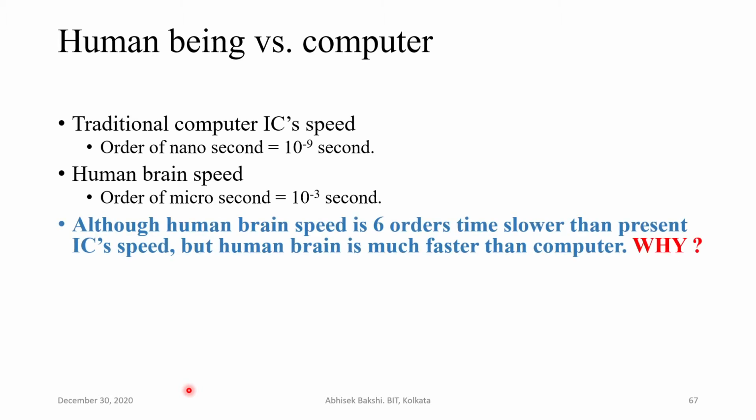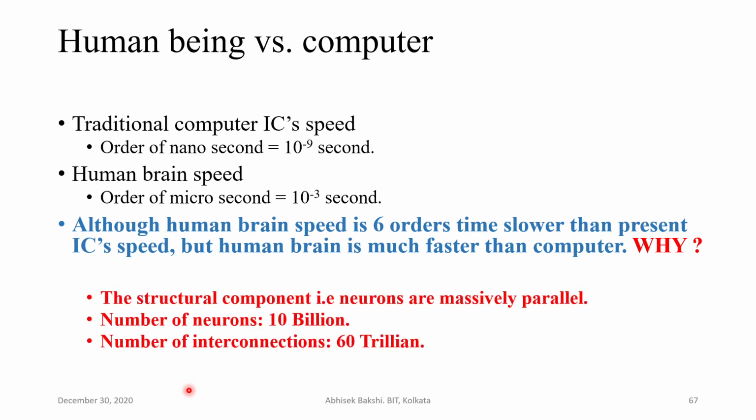So the question is this: although the human brain speed is 6 orders of magnitude slower than present IC speed, the human brain is much faster than the computer at this task. Now, what is the reason behind this? Because we all know that a computer is very fast. It should be, because it's 10 to the power minus 9, and we are at 10 to the power minus 3. So the computer should be faster, but still it is not happening in this situation. Why?